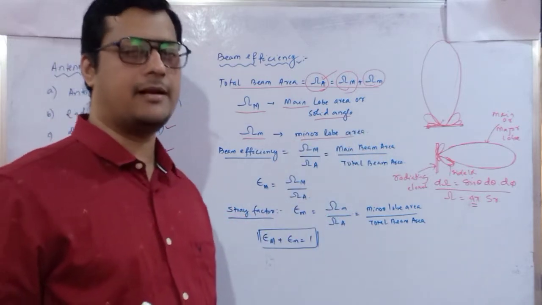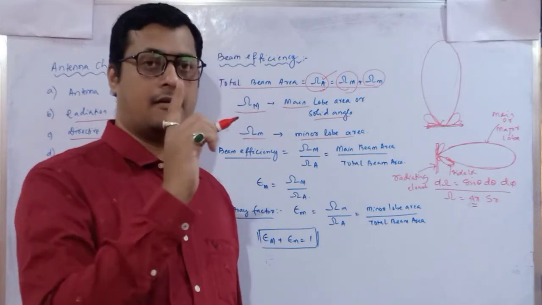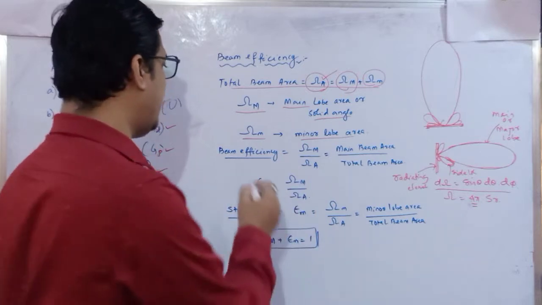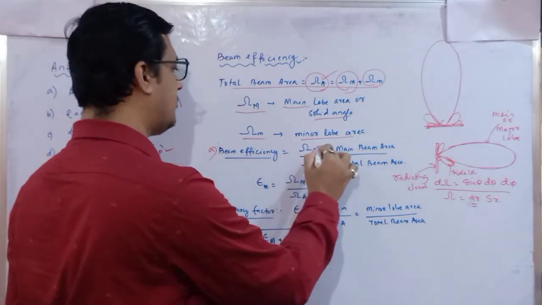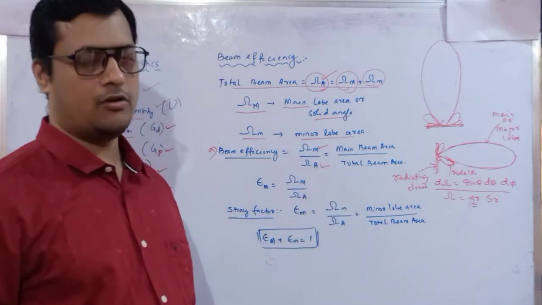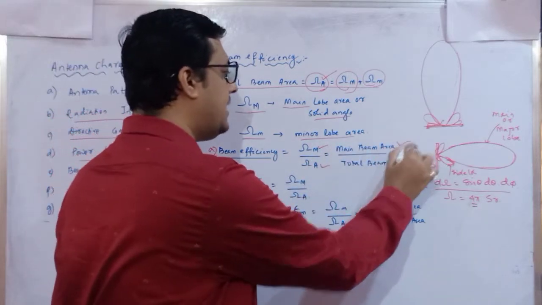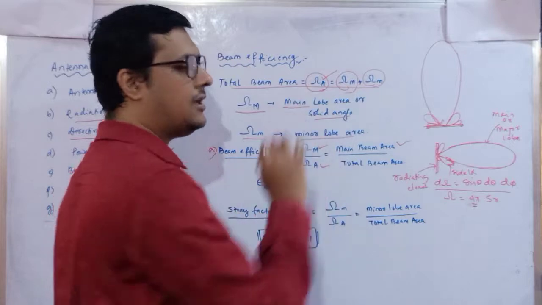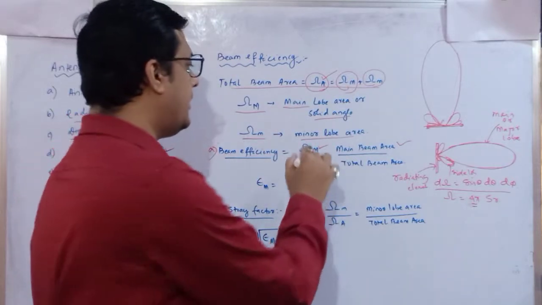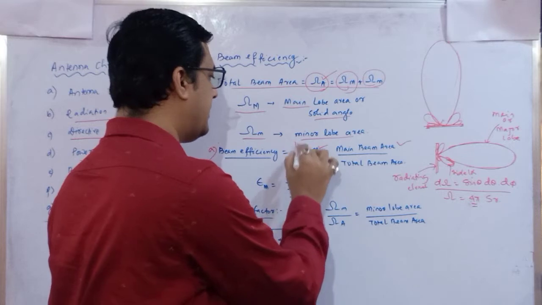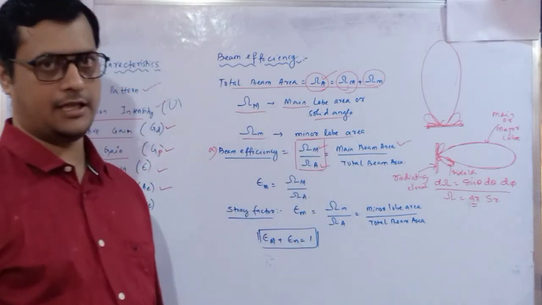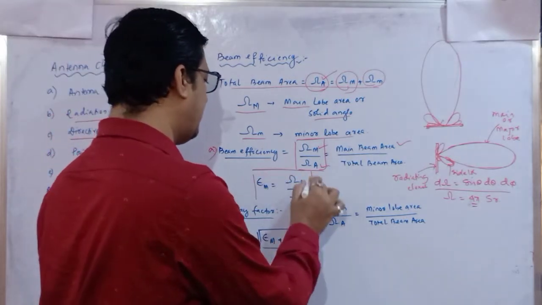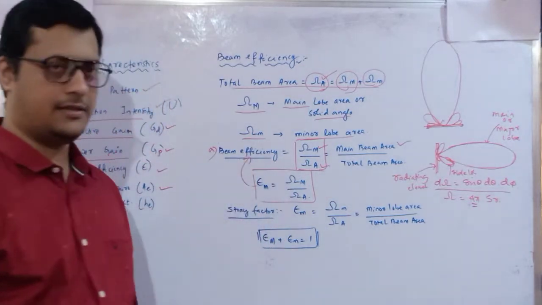Now beam efficiency is measured by taking the ratio of the main lobe area divided by the total beam area. So here you can see that beam efficiency is Ω_M divided by Ω_A. Ω_M is the main beam area divided by the total beam area. So what does total beam area mean? Ω_M plus Ω_m. So Ω_M divided by Ω_A is called your beam efficiency, and it is represented by epsilon suffix capital M. So epsilon_M is called the beam efficiency.